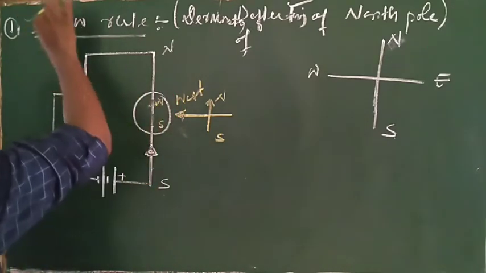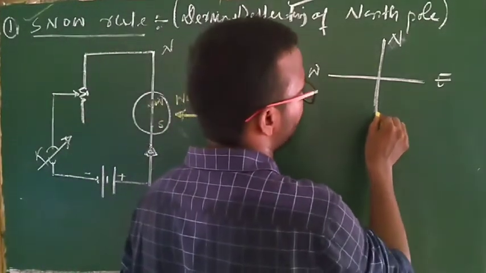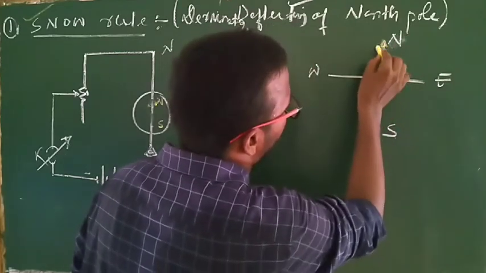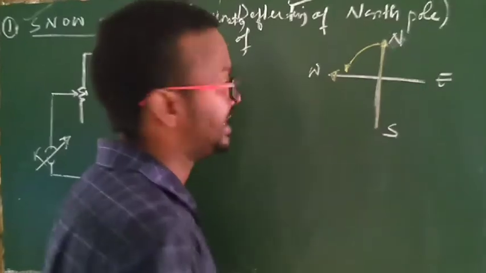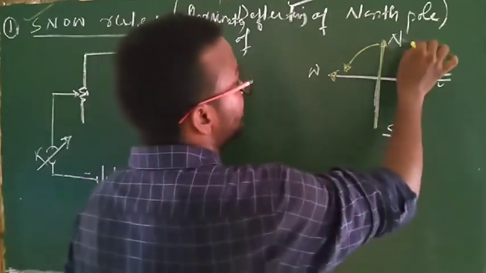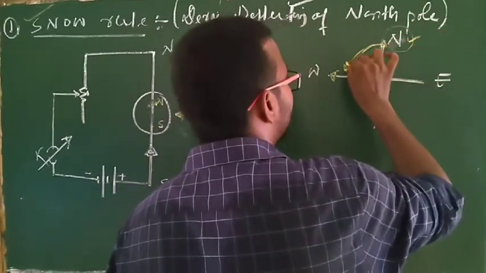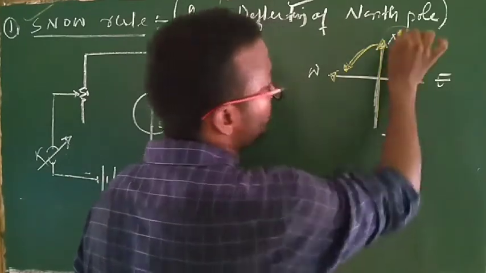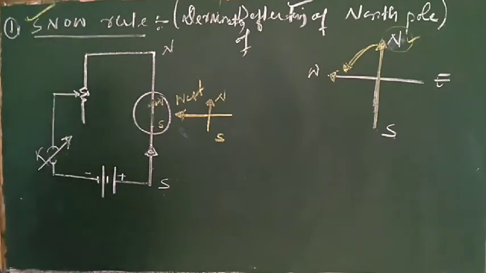And this rule is known as Snow rule. That means when current flows through the wire from south to north direction, then the magnetic needle deflects itself towards west due to the magnetic effect. And this is the deflection of the north pole towards west when current flows through the wire from south to north. Clear? And this rule is known as Snow rule.